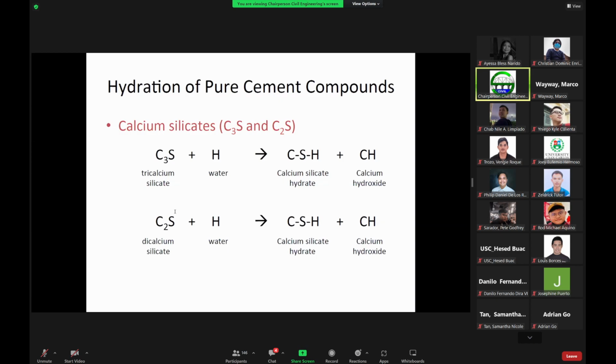So in the first weeks after the hydration of your cement, it is your C3S that provides most of the early strength. But again, since the two of them contribute to 75% of your ordinary Portland cement, then it's also the two of them that contribute the most to the ultimate strength of your concrete.